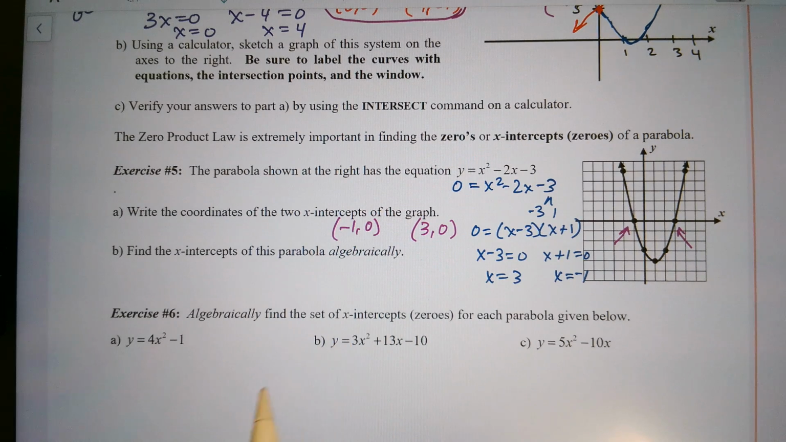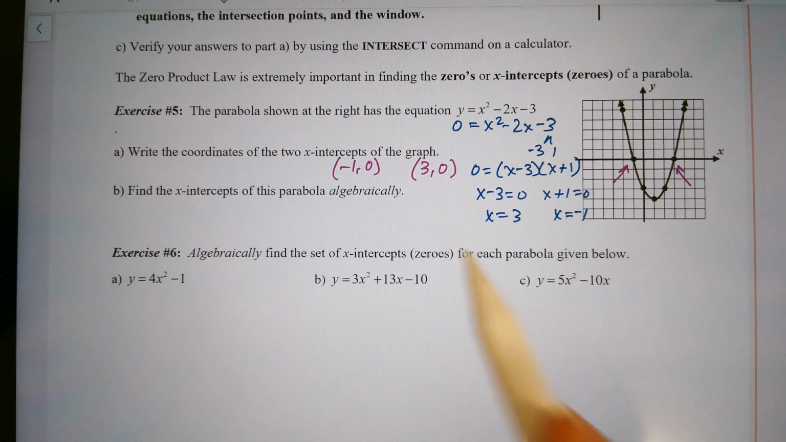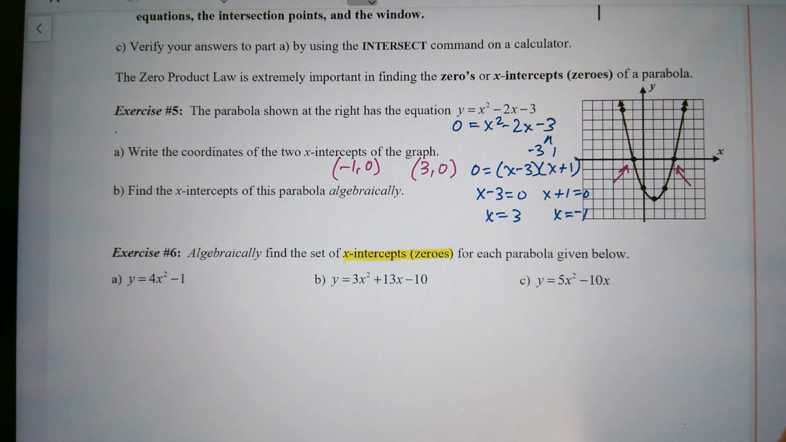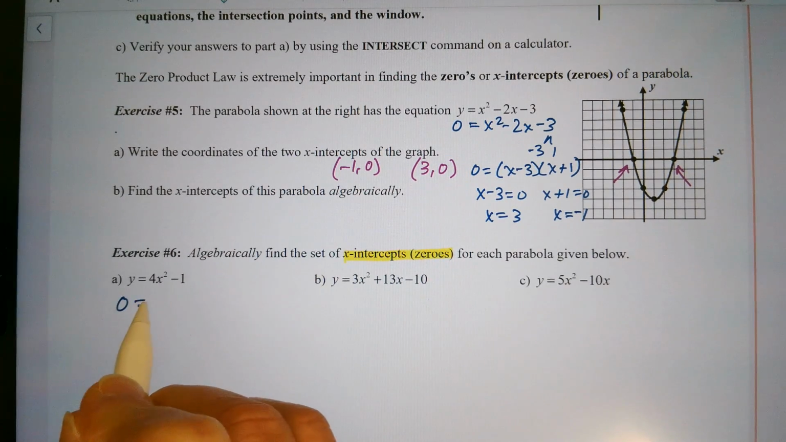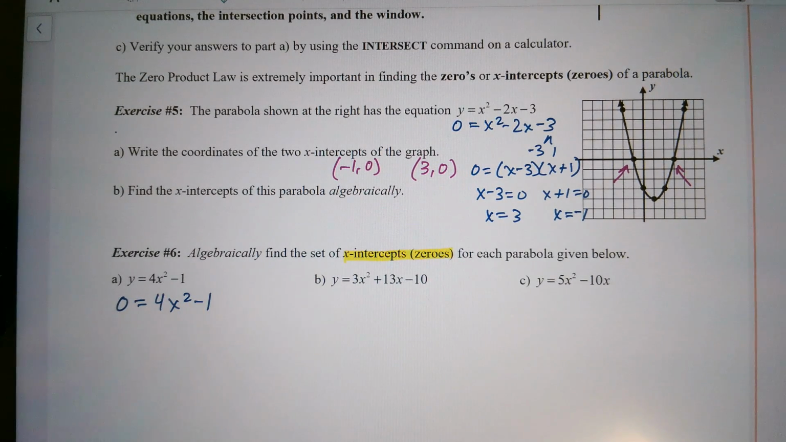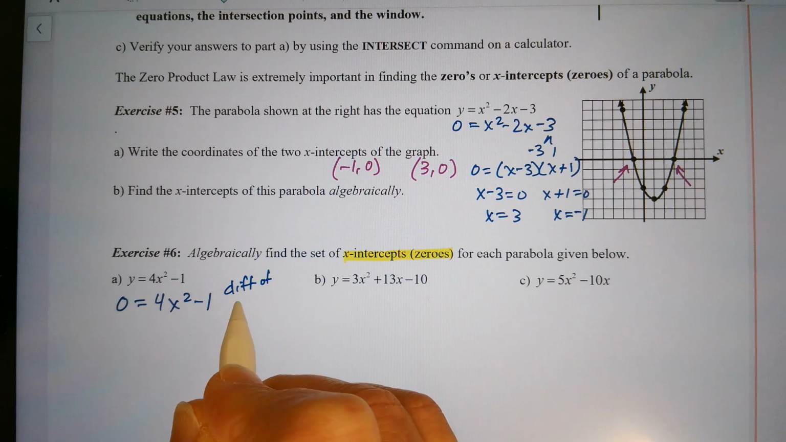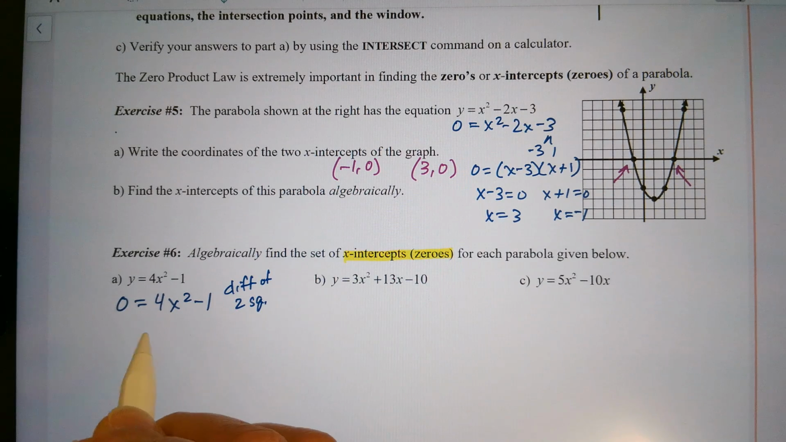Algebraically find the set of x-intercepts or zeros for each of the parabolas given below. Okay, so when your zeros and x-intercepts are the same, this is when you replace y with 0 and solve the equation for x. Zero equals 4x squared minus 1. We're going to factor this. This is a difference of perfect squares. It factors into 2x plus 1 times 2x minus 1.